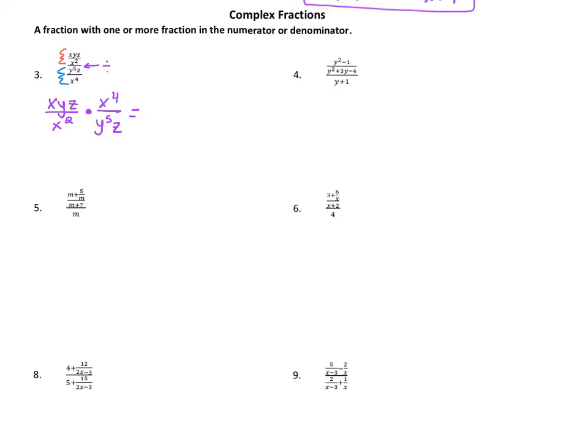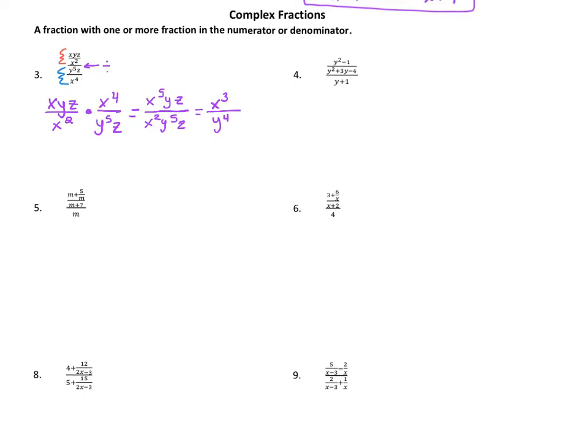Once I change this into a multiplication problem, it looks really similar to the types of problems we did 2 days ago. So the first thing I'm going to do is combine like terms on the top and the bottom. So I'm going to have x to the 5th yz over x to y 5z. And this will simplify to x cubed over y to the 4th.